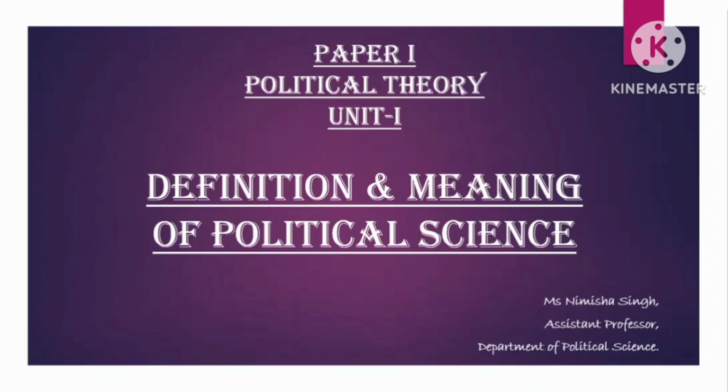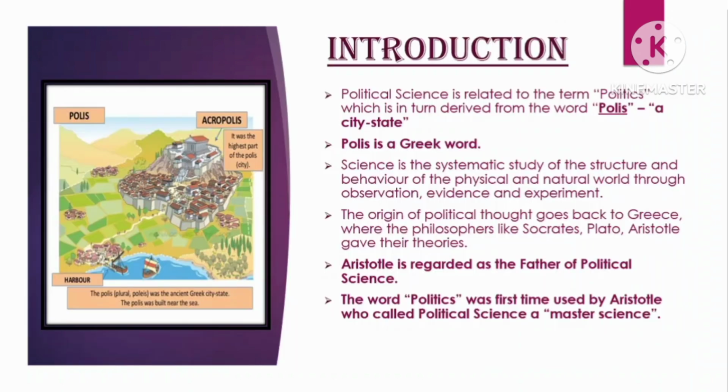So, the first topic that we are going to discuss is Paper 1, Political Theory, Unit 1, Definition and Meaning of Political Science. So, what we basically mean by political science, what is its meaning, how do we define it, and what all is covered under political science, that is what we are going to discuss. So first we start with the introduction.